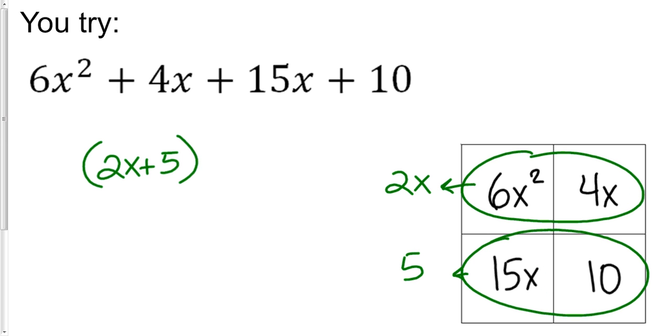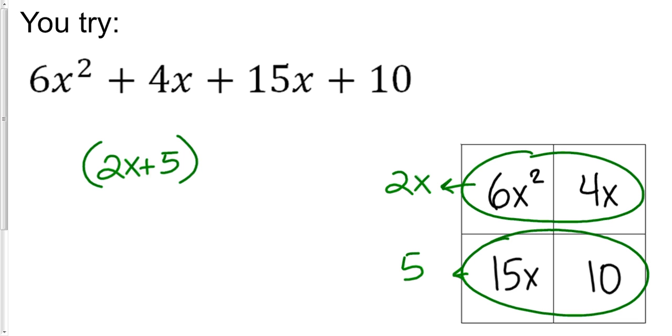Here we have our first factor. We're going down the side. We're looking at the pair of 6x squared and 4x. That has a common factor of 2x. And then the 15x and the 10 have a common factor of 5. So our first factor is 2x plus 5.